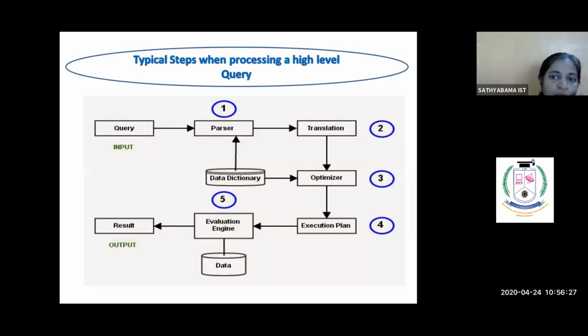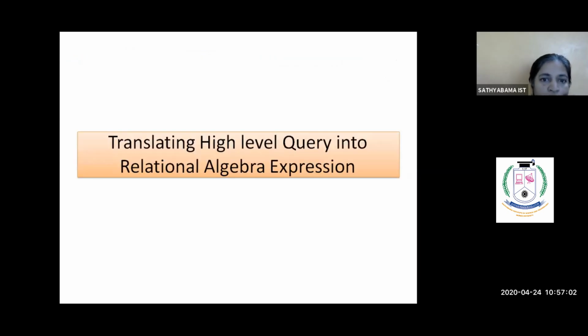Once the various query trees are generated, the optimizer module will come into the picture. It will take one among the query trees and optimize it, and that optimized query tree will be taken for evaluation. It will be passed to the execution plan, and accordingly the execution plan will be generated. Through the evaluation engine, by fetching the data, your corresponding output would be generated. Now, as a first step, we are going to see translating a high-level query into a relational algebra expression.